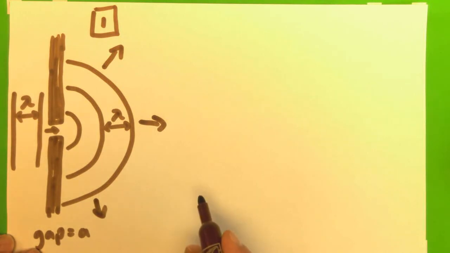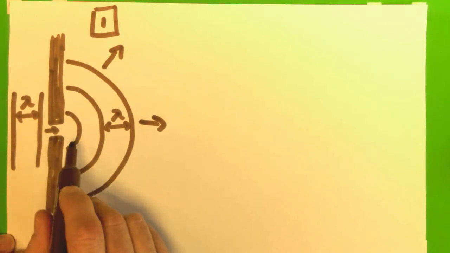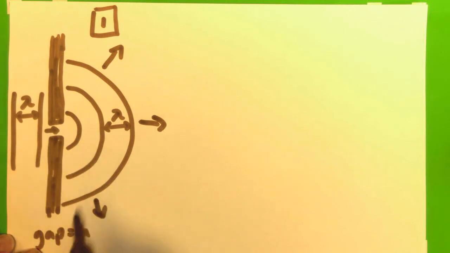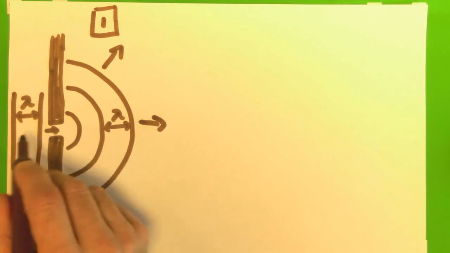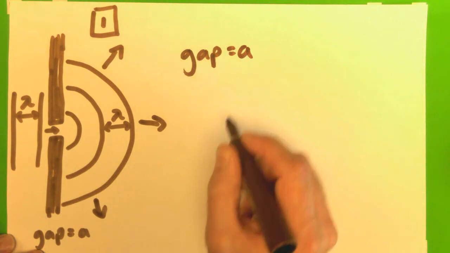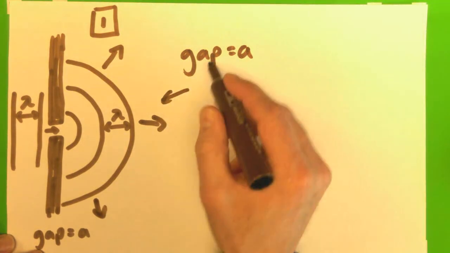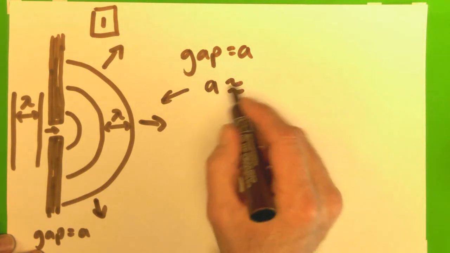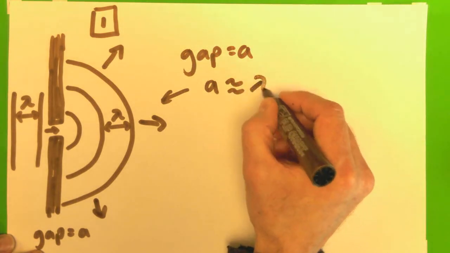Before we go there, I want to talk about why we don't see this all the time. Why, if I shine a laser through a doorway, don't I see this? This requires that the width of the gap, A, is about the same size as lambda. So for diffraction to occur, A needs to be similar to, about the same size as, the wavelength.